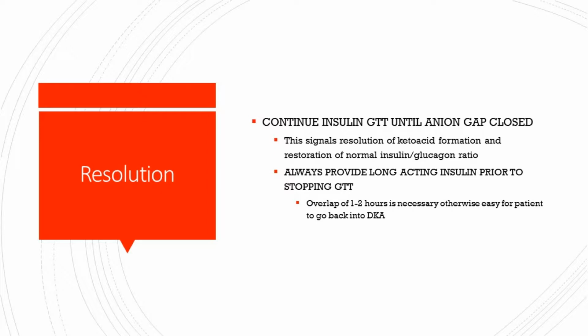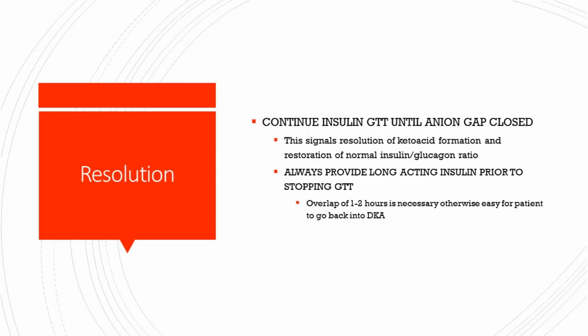And then the resolution of DKA is really, like I said, you have to continue the insulin drip until the anion gap is closed. The normal anion gap is usually less than 12. So when the anion gap is less than 12, you can transition over to sub-Q, and always remember to keep the drip on for at least an hour or two after giving sub-Q, because it takes that long for the levels of insulin from your sub-Q insulin to build up to a point where they're going to protect against going back into DKA.